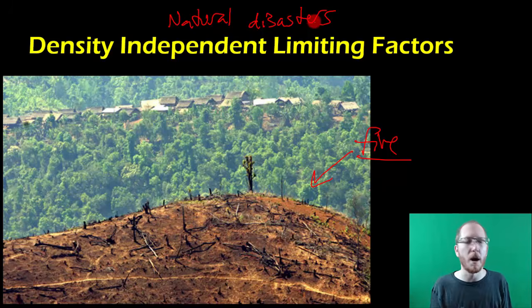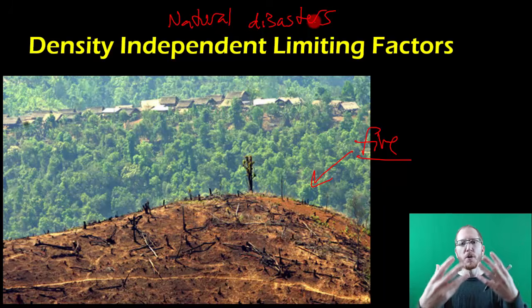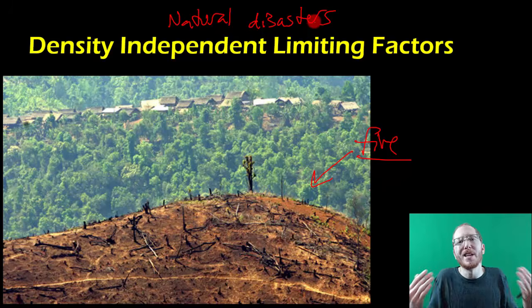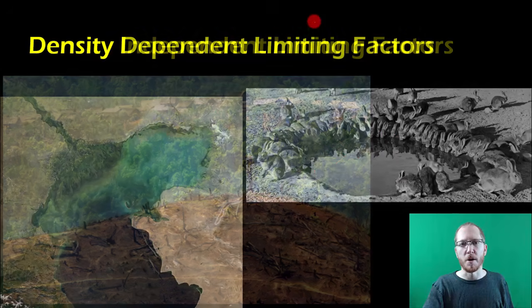If a volcano erupts and there's ash, you either breathe in the ash and it causes you problems in your lungs and you might die, or you don't. So density independent factors will oftentimes be these abiotic factors we talked about before, where if it's too cold, it's too cold. If there's not enough water, there's not enough water.